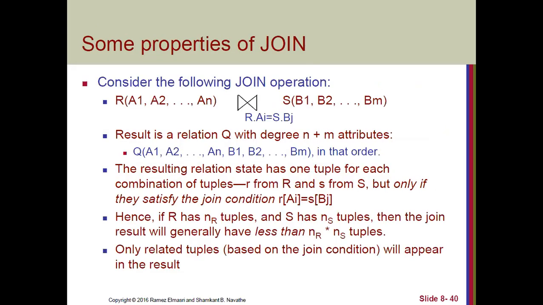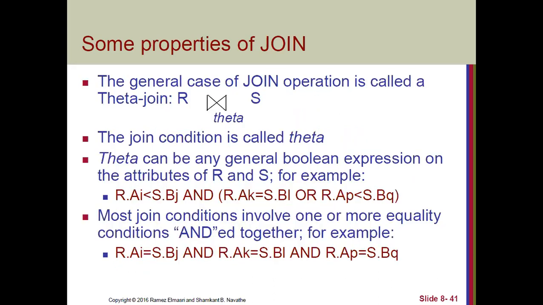Now some properties of join. You may have a join between more than two relations, and you can see the various conditions you might apply. If you want all the attributes, then in the resulting relation the degrees will be added. Let's suppose the degree here is n and the degree here is m. So n plus m attributes will come. And all those resultant tuples must follow that condition. That is the properties of the join. That join condition is also called a theta condition, and so on.